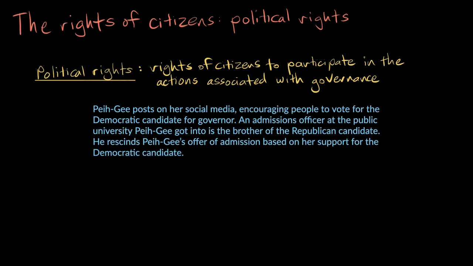All right, next up. PG posts on her social media encouraging people to vote for the Democratic candidate for governor. An admissions officer at the public university PG got into is the brother of the Republican candidate. He rescinds PG's offer of admission based on her support for the Democratic candidate. Which political right did the admissions officer violate in this scenario? This is a violation of PG's right to political freedom of speech.